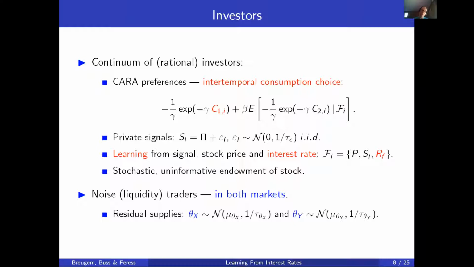As is standard in these models, we assume there is some noise trading or liquidity traders that allows to blur the price signals. And since we have two price signals, the bond price as well as the stock price, we need two sources of noise, else all the uncertainty would unravel in equilibrium. So we denote theta as these random supplies. Theta x is a random residual supply of the stock, and symmetrically theta y is the random residual supply of the bond. They're normally distributed with means denoted by mus and precisions by taus.